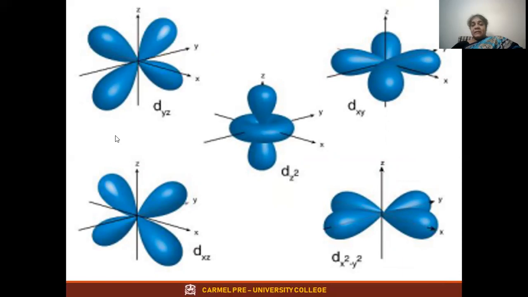Take down a diagram here, students. They'll ask you in the exam to draw the diagram of p orbital, d orbital, s orbital, and so on. So please take down the diagrams.